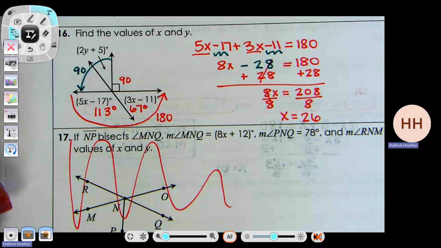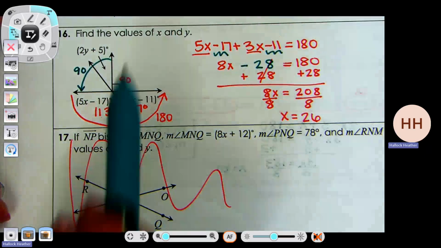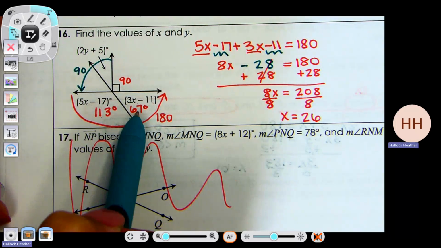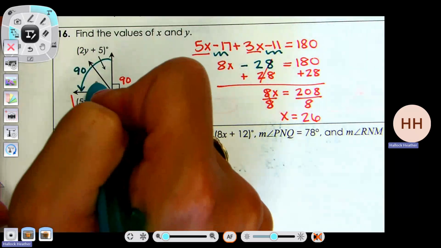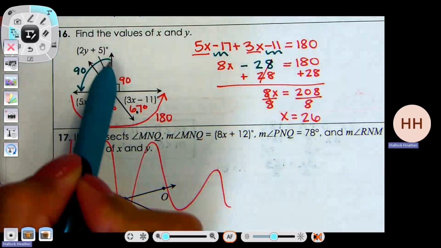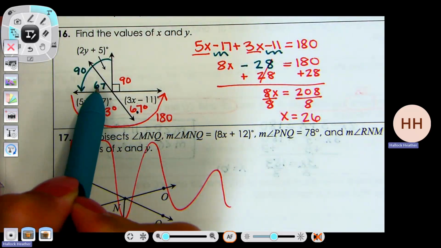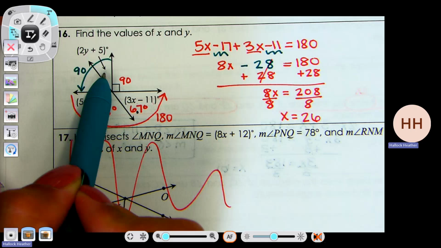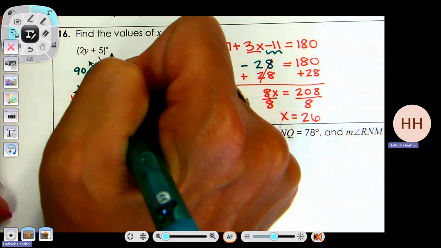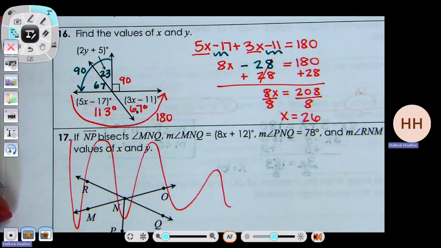I don't know it's an angle bisector, and it also doesn't look like an angle bisector. This one is smaller than this one. But what angle actually is here based on vertical angles? 67. So since 67 is here, 67 is here. So if I know the whole thing is 90 and I know this piece is 67, what is this little piece of pie going to be? 23.